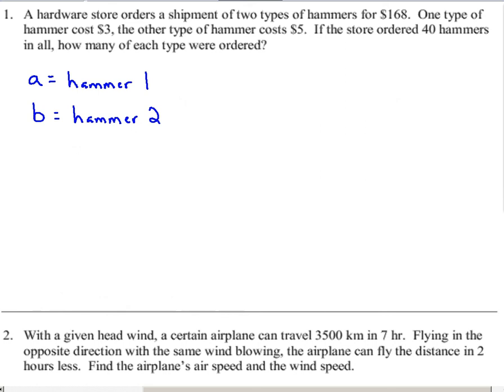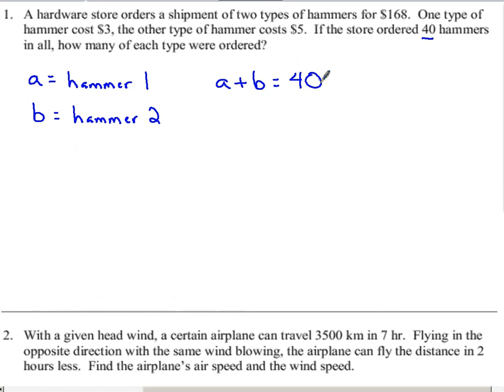We need to come up with 2 equations that relate these variables we've defined somehow. And a couple of things stand out to me. I don't know what the total number of each type of hammer is. I just know that A and B represent that. I do know that A and B, if I added them up, would equal one of the values given within this problem. It says the store ordered 40 hammers, right? So if I add these up, there's an equation I could use where A plus B would equal 40.